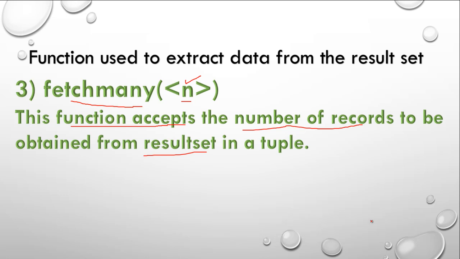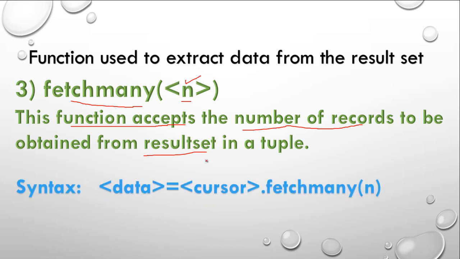So now you can see that with the help of the fetchmany function, we can access a number of records as per our choice from the result set. The syntax for writing it is: you write the variable name in which the records are going to be stored, then the cursor name, and then fetchmany, and within the brackets you specify the number of records which you want to fetch from the result set.